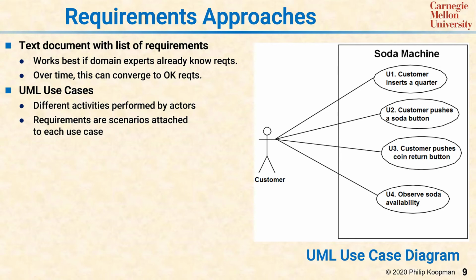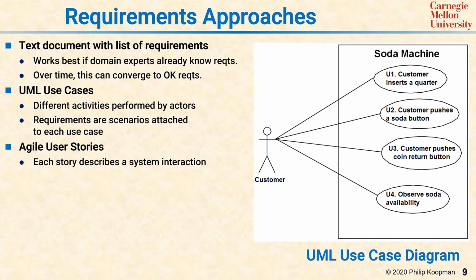Each of these use cases serves as the basis to create more detailed requirements. But in a single picture, you can see all the ways that a customer can interact with the machine, and that's very helpful for exploring requirements, making sure there's no missing requirements, and so on. Each use case has one or more scenarios that have more detailed interactions. For Agile teams, user stories are generally the way that requirements are described. Each user story describes a system interaction.